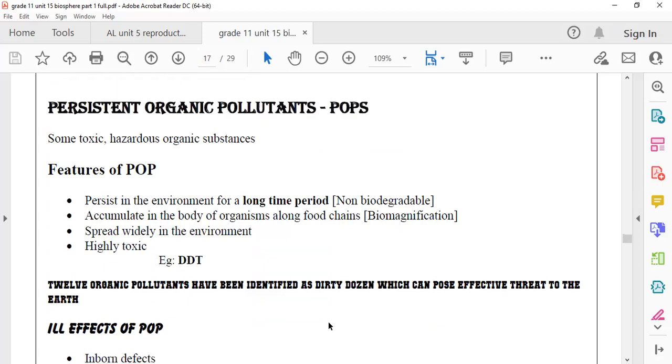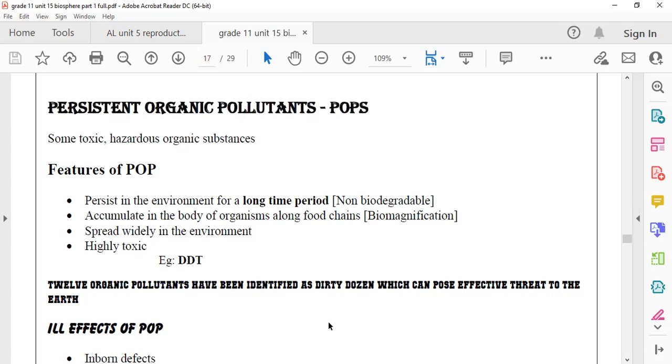Fine. Once you move further, we come to a heading called another pollutant type: persistent organic pollutants. Why they are called persistent organic pollutants is the main point: they survive and remain in the environment for a longer time period. Why? Microorganisms cannot degrade them. Biodegradation is not possible, so they survive in the environment for a long time.